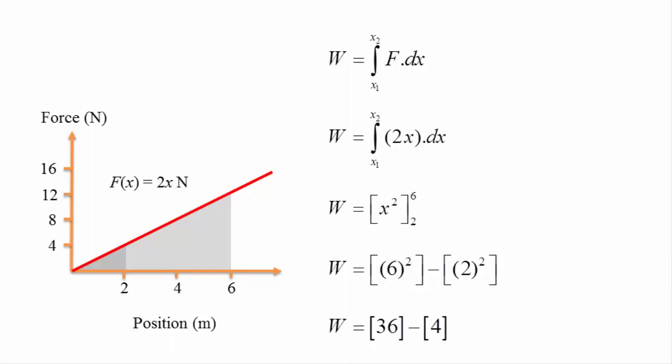So the area up to 6 meters is 36 joules, and the area up to 2 meters is 4 joules. Subtracting 4 from 36 gives us an area of 32 joules as expected. That is, it took 32 joules for the force to move the object from 2 meters to 6 meters.